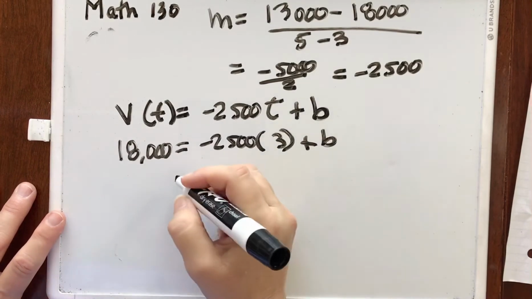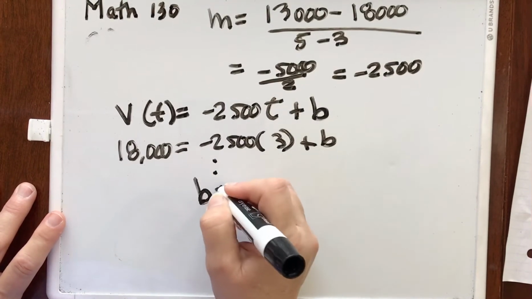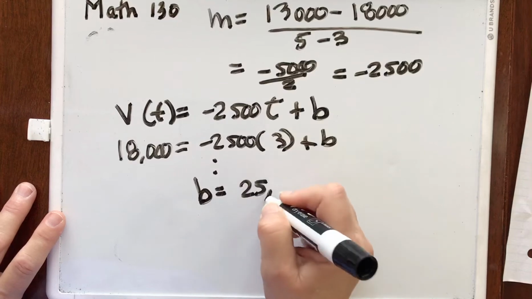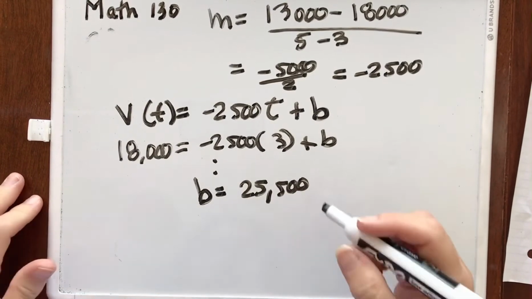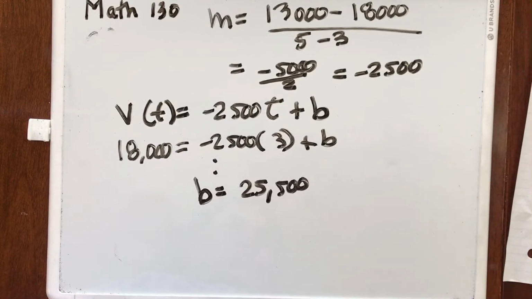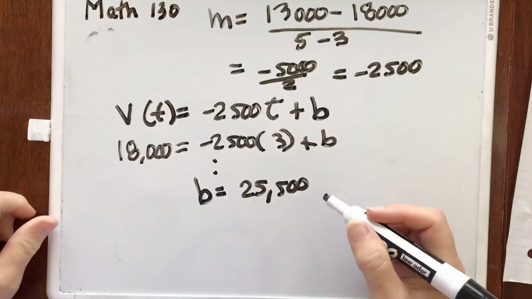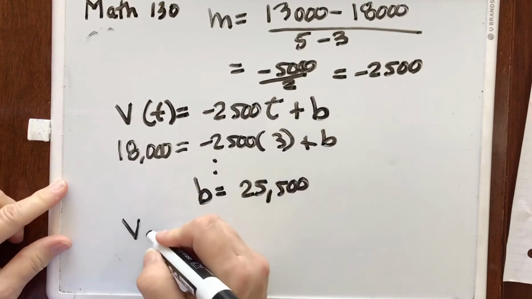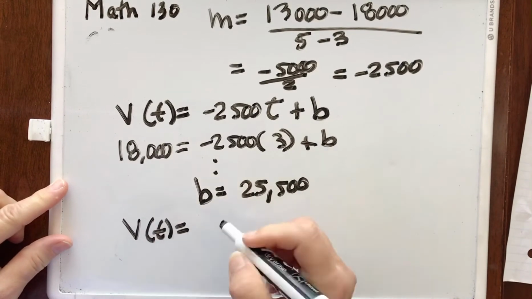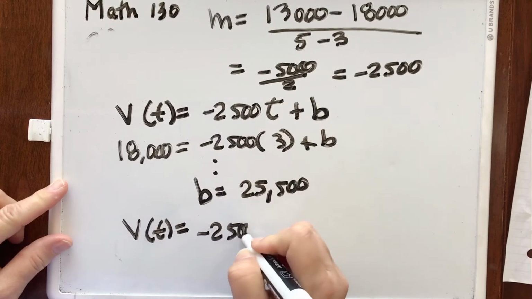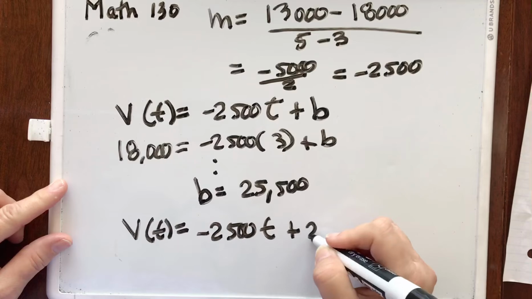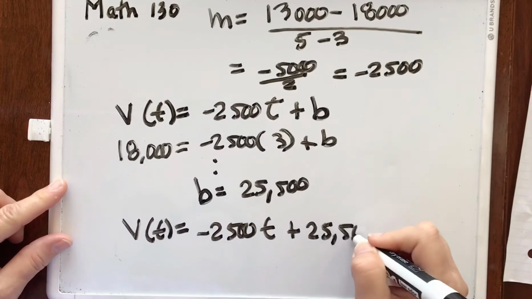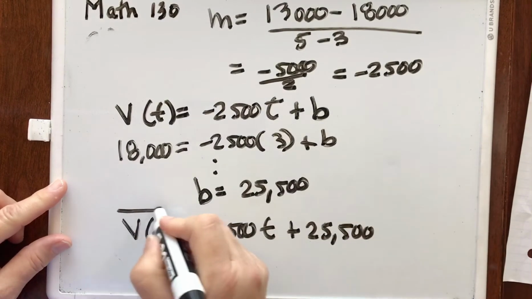Okay, to save some time, to solve for B, it's $25,500. That's how much the car was initially. So now to solve, V of T is negative 2,500 T plus 25,500. Okay.